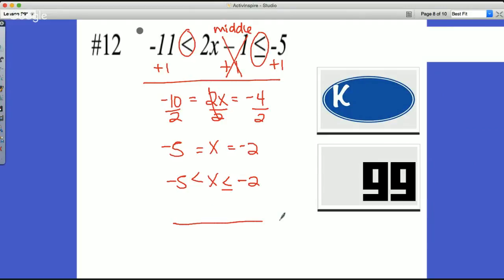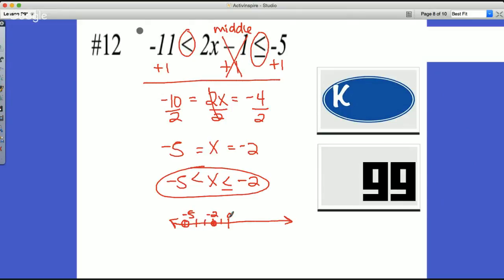Okay? So if I were to graph this, and again, this is interval notation. So we'll put 0, 1, 2, negative 2 here, 3, 4, 5. We're going to put 5 here, negative 5. Now think about this. What we're going to do at negative 5 is going to have an open circle, where at negative 2, we're going to have a closed circle.